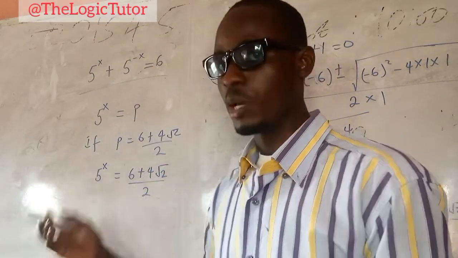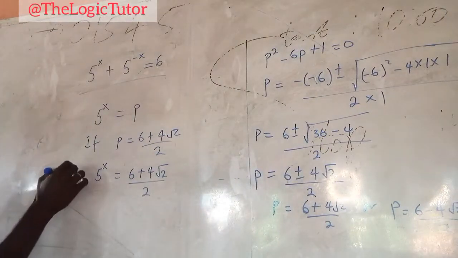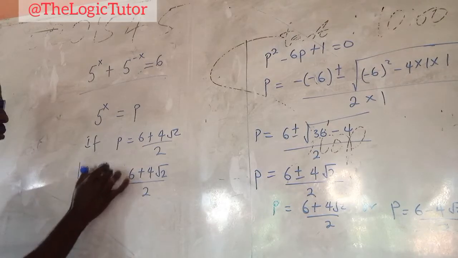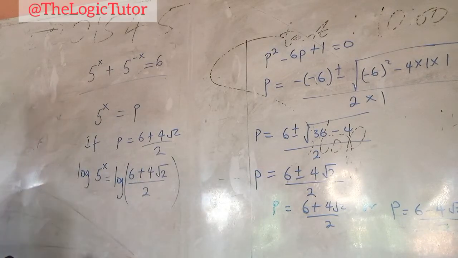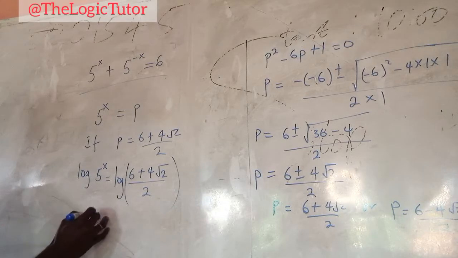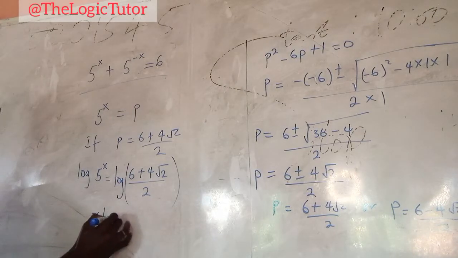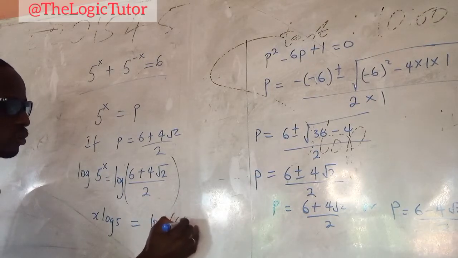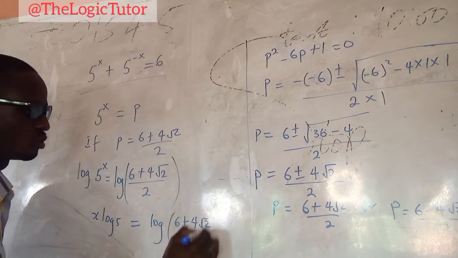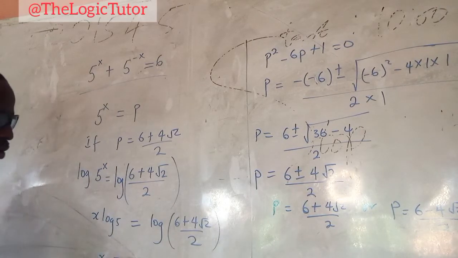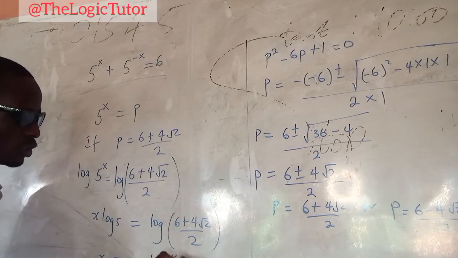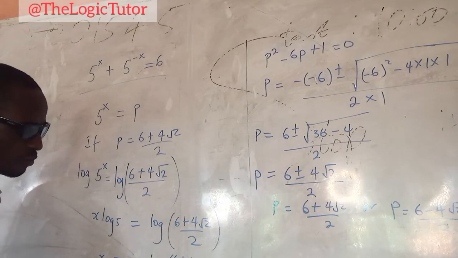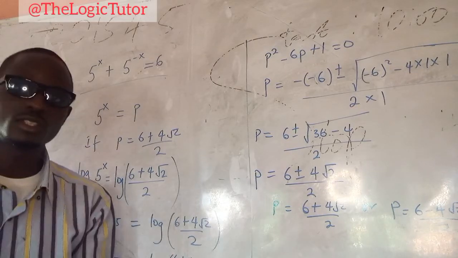When we take the log of both sides, we'll be able to solve this. Having done that, I'm going to have x log 5 on this side, and here I'm going to have log of 6 plus 4 root 2 over 2. Which means x is going to be equal to log of 6 plus 4 root 2 over 2, over log 5. So this is the solution for x.